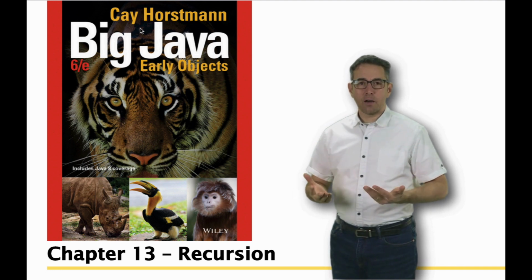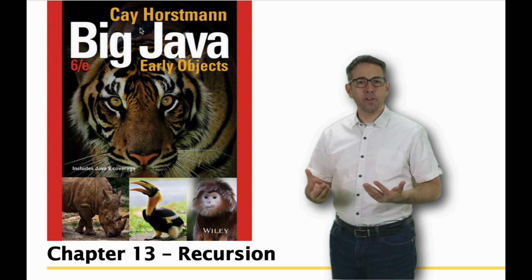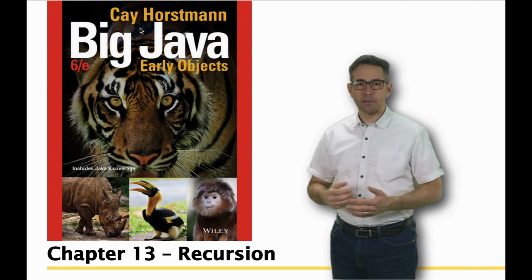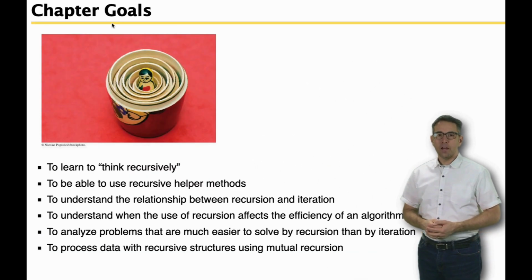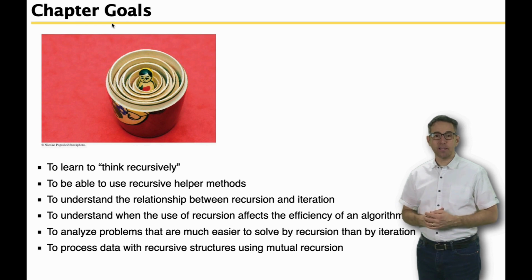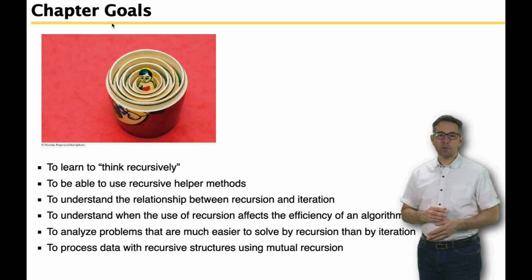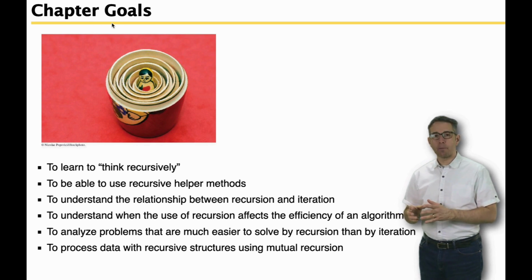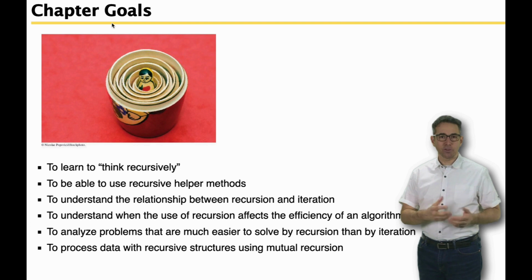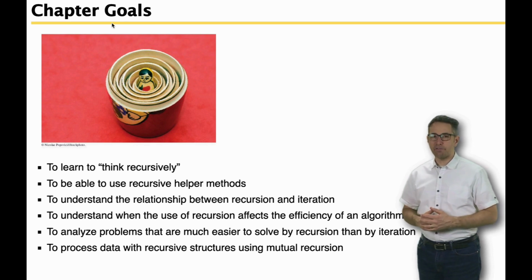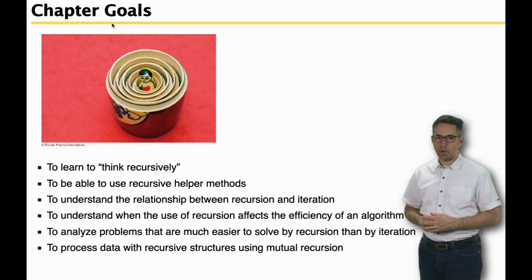So recursion, we've seen it in CS10. Let's review a little bit what it looks like when we do it in Java. Our goals for this chapter are to practice thinking recursively, to learn about recursive helper methods, and to understand the relationship between recursion, which is one way of solving a problem, and iteration, a fancy word for loops, which is another way of solving a problem. We also want to understand when to use recursion and how that affects the efficiency of a particular algorithm that we might want to implement.